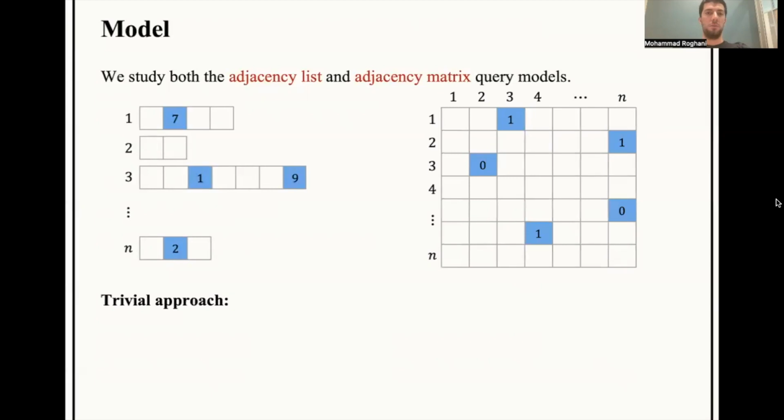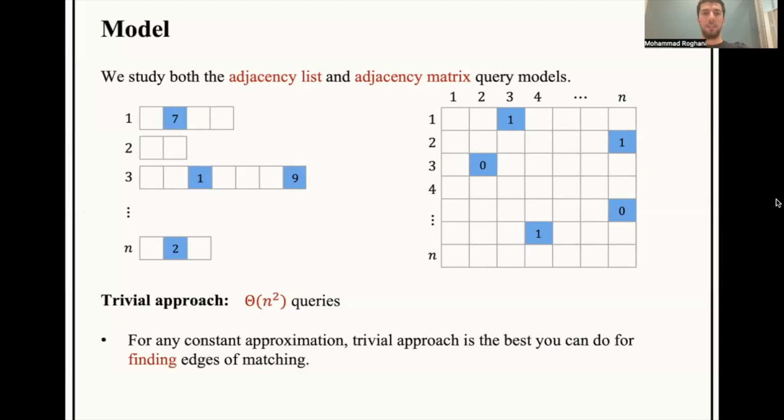The trivial approach is to make Theta(n^2) queries, construct the graph, and then run one of the maximum matching algorithms to get the exact matching. It turns out that if we are interested in finding edges of any constant approximation for the maximum matching, we need to query n^2 edges. So the trivial approach is the best you can do if you're interested in finding the edges. So we settle for estimating the size of the maximum matching. The question is what we can get when we are interested in estimating the size of the maximum matching.